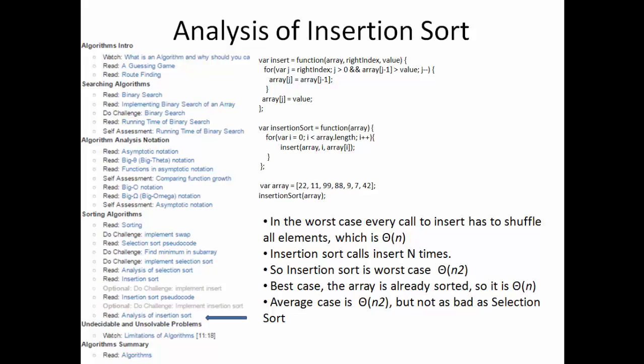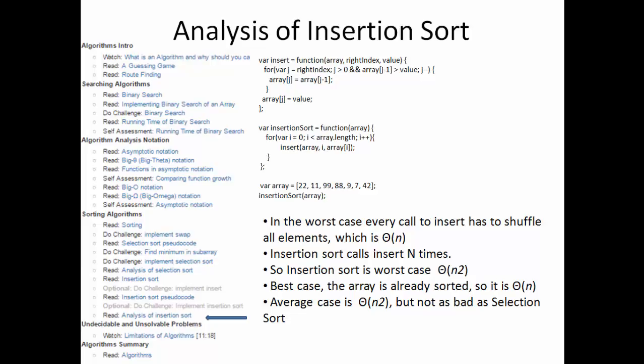But in the best case, insertion sort wins because it's only order n. In the average case, both selection sort and insertion sort are order n squared. But if you're really getting picky about it, and again, computer scientists usually don't do this, if you look at those constants we threw away, the constants are actually significantly bigger in selection sort than they are in insertion sort.